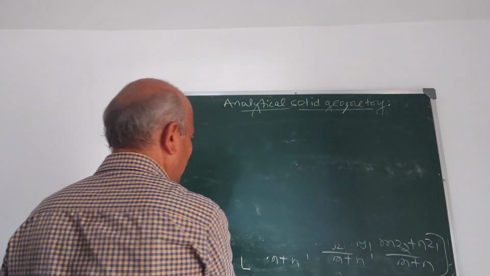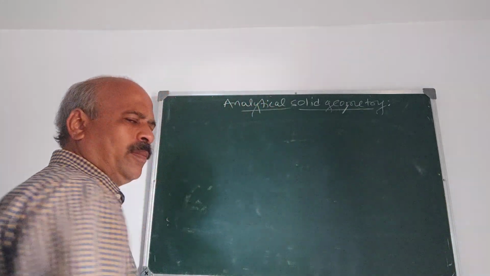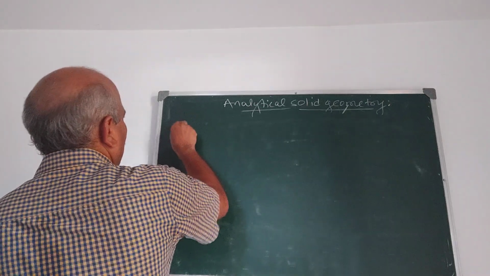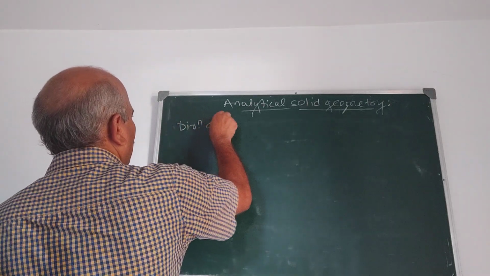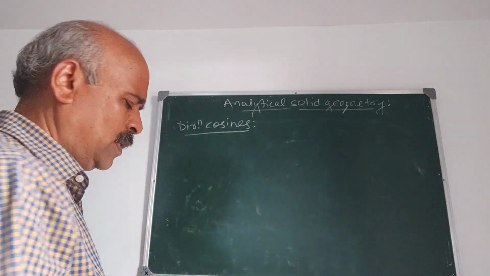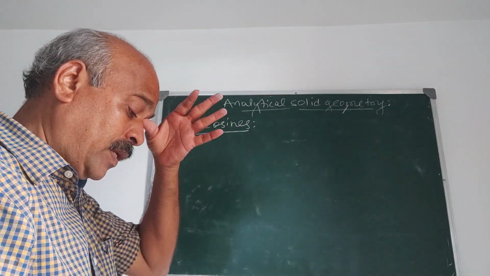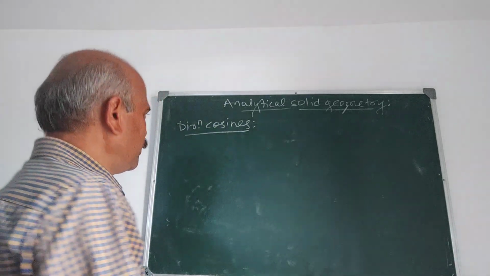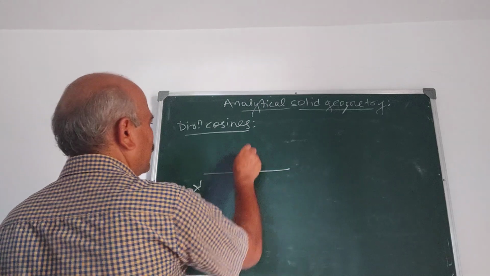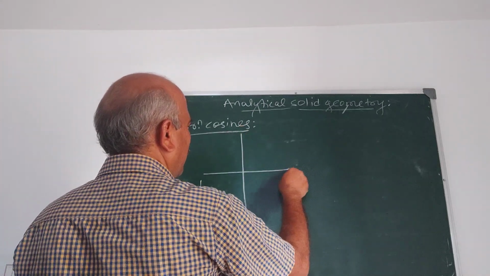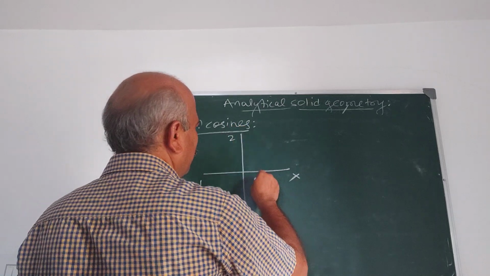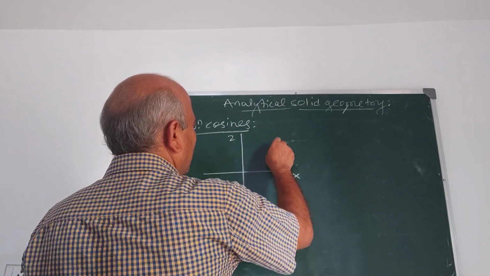Next concept is direction cosines. That is important. Direction cosines play a very important role in the study of solid geometry. What do you mean by direction cosines? Direction cosines are like this. We have taken X'OX and Z'OZ as perpendicular lines like this. Now, suppose P is any point.